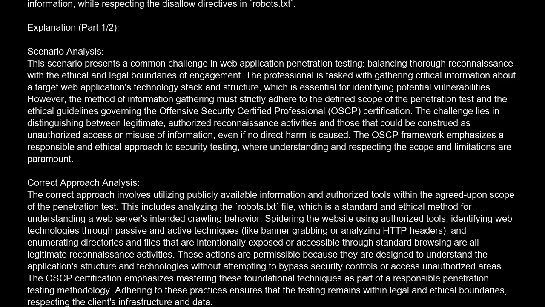The correct answer is C. Proceed with spidering the website using authorized tools, analyzing the robots.txt file for insights into the server's intended structure, and passively identifying web technologies by examining HTTP headers and publicly available information, while respecting the disallowed directives in robots.txt.